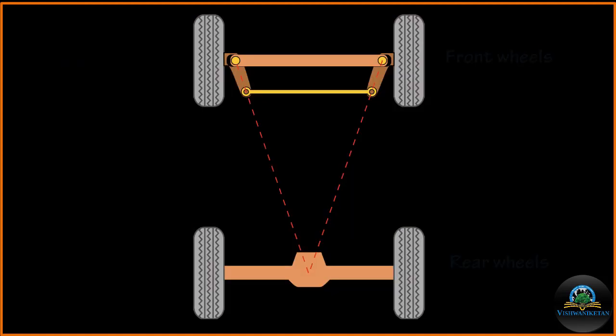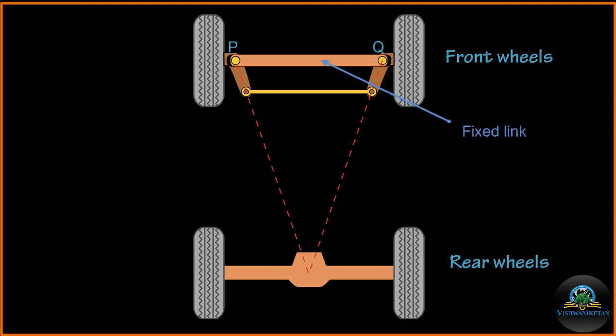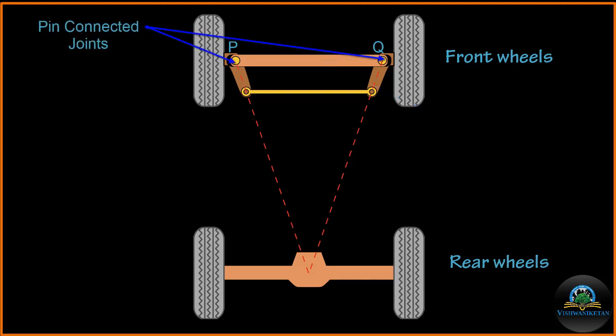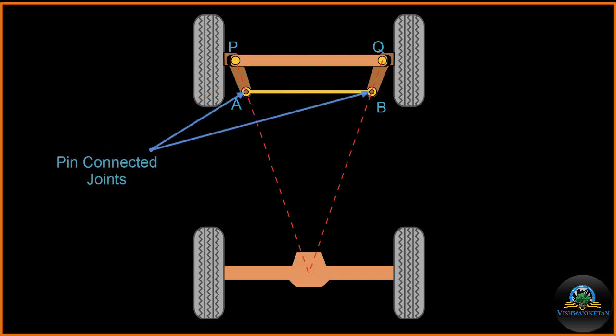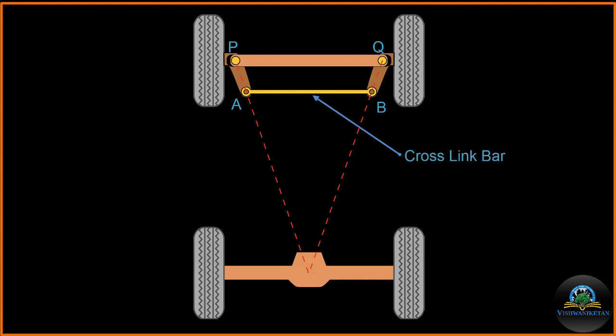Now, as seen from this figure, there is a fixed link PQ, which is the part of the chassis. The yellow dots denote a pin connected joint. At that pin connected joint, there is a bell crank lever which passes through each of the wheel center and comes out to the points A and B. At the points A and B, again we have two pin connections where the yellow colored cross link bar AB is connected.